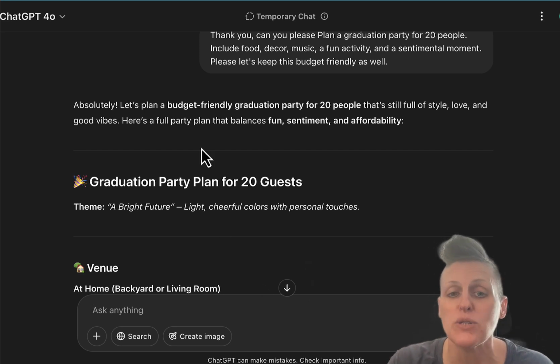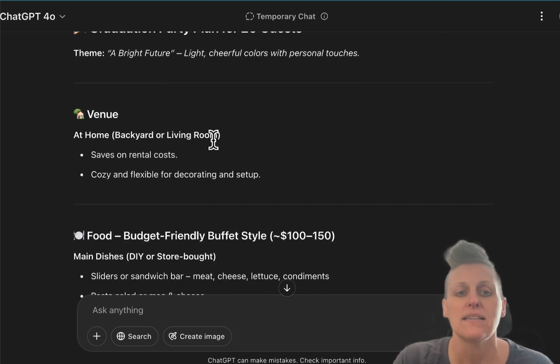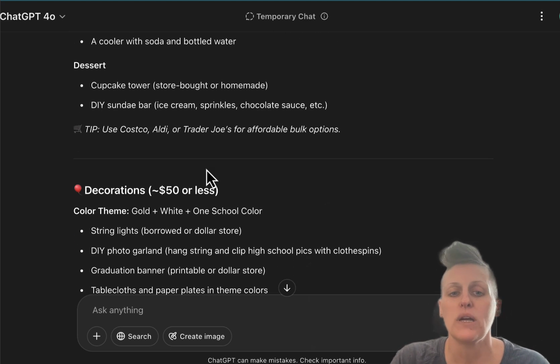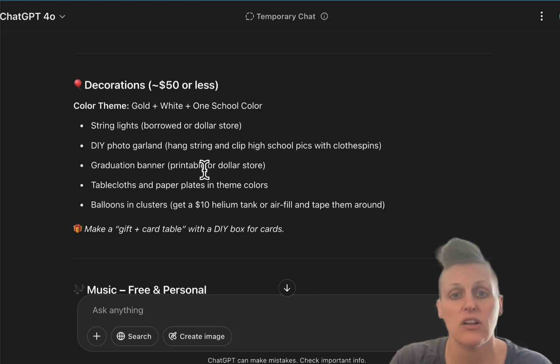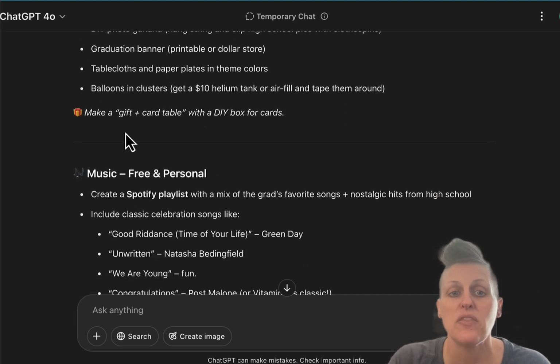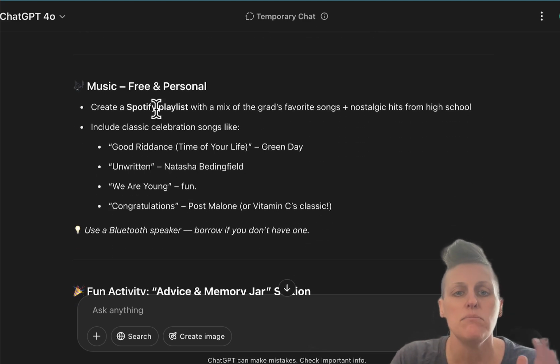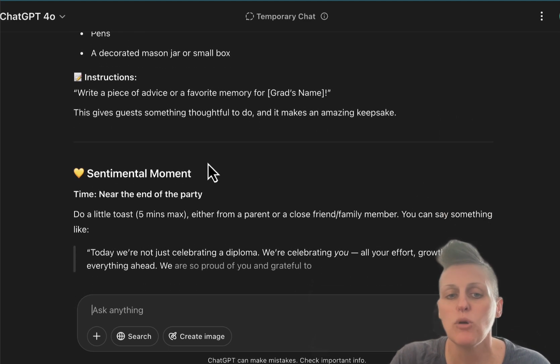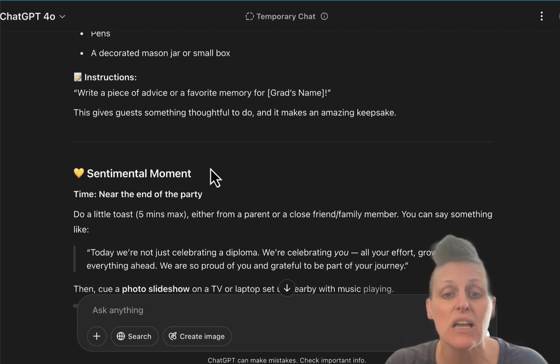So here we go. Graduation party plan for 20 guests. It says, here are your venues. Here are your food ideas. We also see decorations, less than $50, maybe about $50 or less. And then there are some ideas. Make a gift card table with a DIY box for cards. Music, free and personal. Fun activity. We also have sentimental moments as well. And it's still coming up with these ideas.